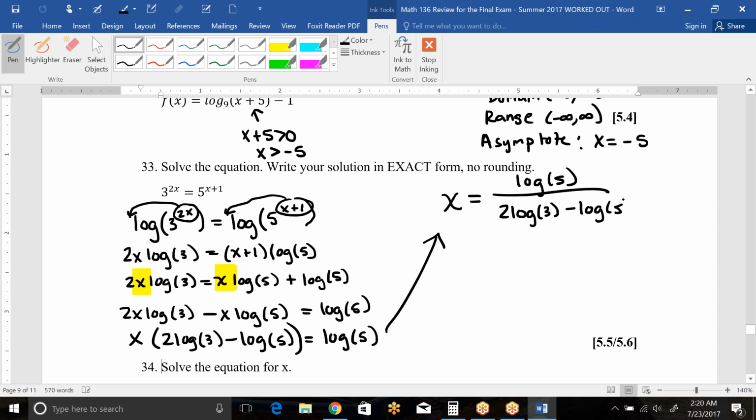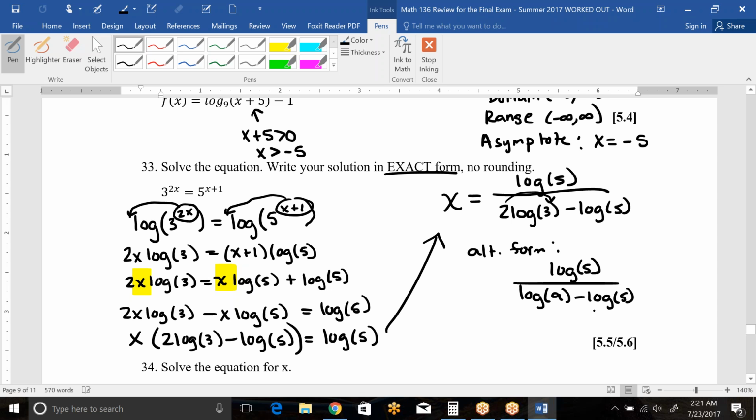Now, this is actually an acceptable exact form for some books. Other books want you to combine this back, so they want you to put the 2 back up as a power. So I'm going to show you some alternate forms of the same answer. So if we put the power back up, so any number in front can be put back up as a power, that would be 3 squared, so that would be 9. So this becomes 3 to the second.